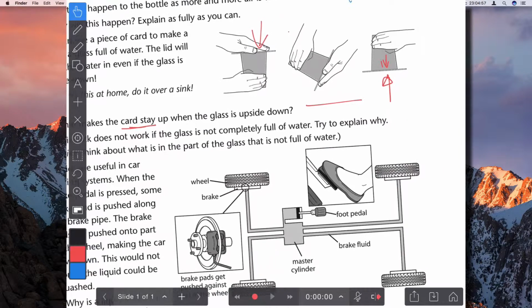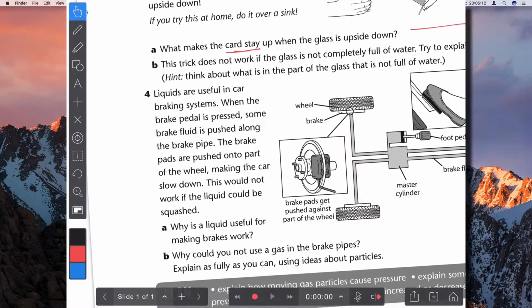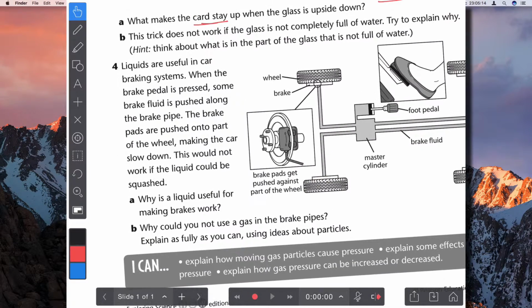This trick does not work if the glass is not completely full of water. Try to explain why. If it's not full of water, it means that there is a gap, and air is able to fill that gap, and when it fills that gap, it's able to push the lid out.